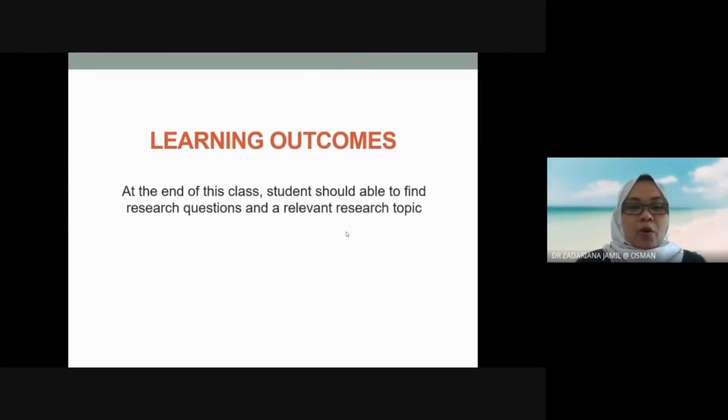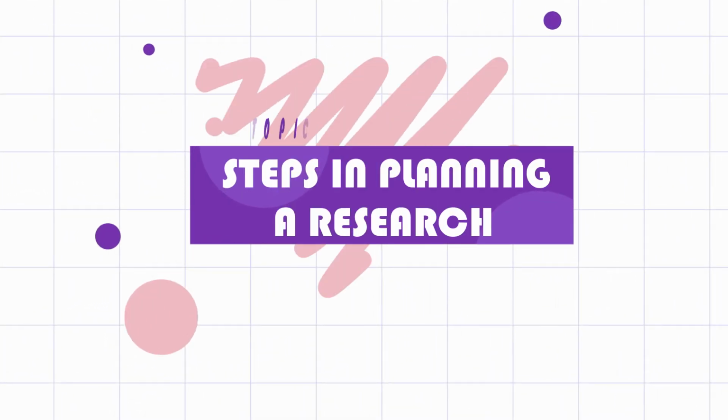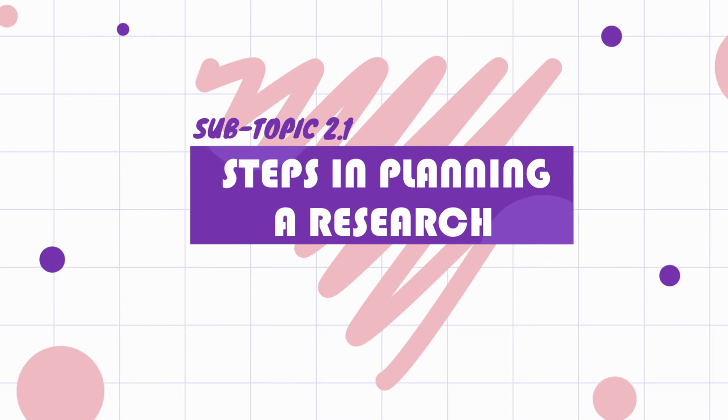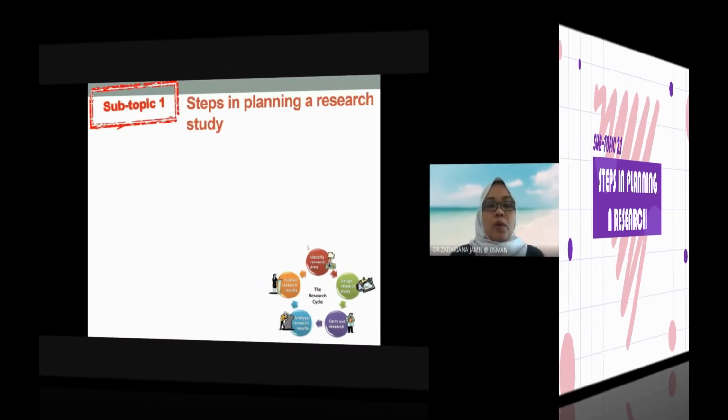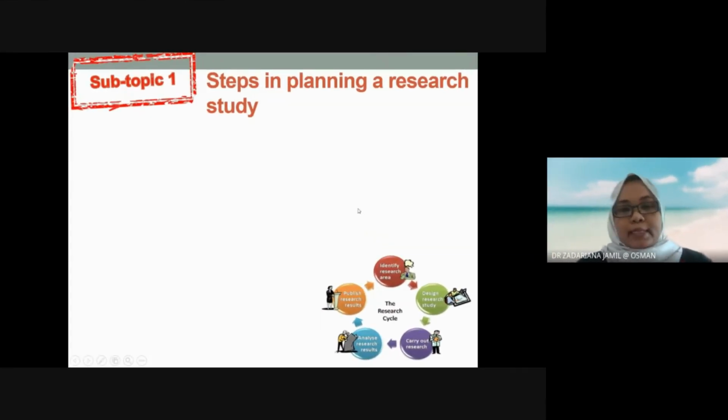So the learning outcomes of this lecture: at the end of this class, a student should be able to find research questions and a relevant research topic. Let's look at subtopic 1, steps in planning a research study. What are the steps to plan a research?